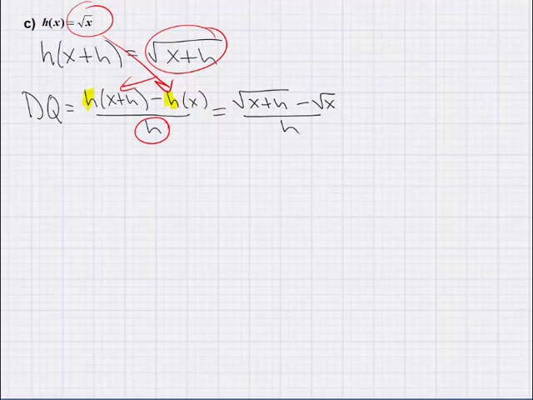Problem. Things aren't going to cancel as nicely as with the polynomial ones. I can't just multiply out, collect like terms, cancel, and then get rid of that h. These square roots are the issue. Well, there's some skills you learned along the way in algebra.